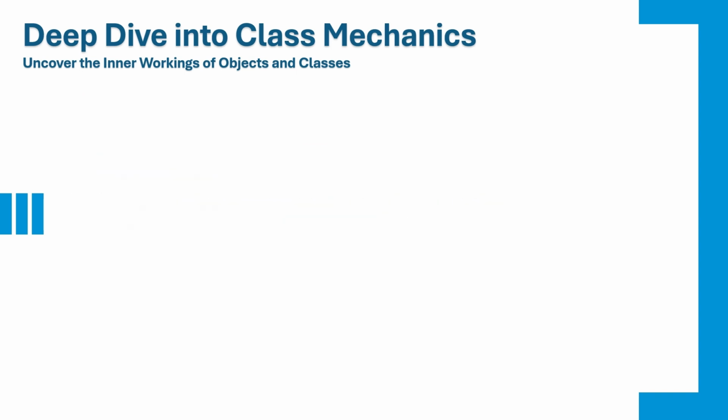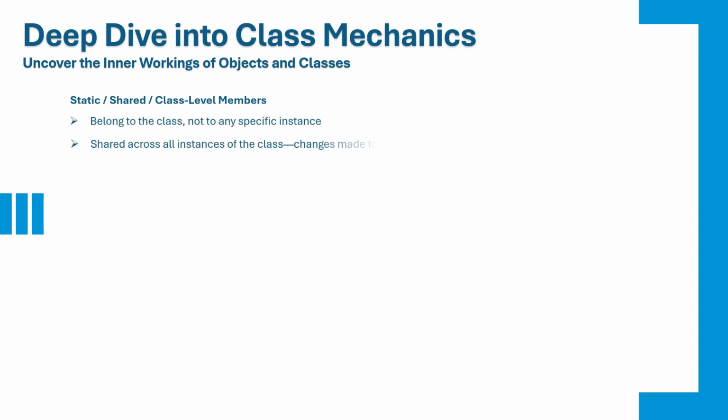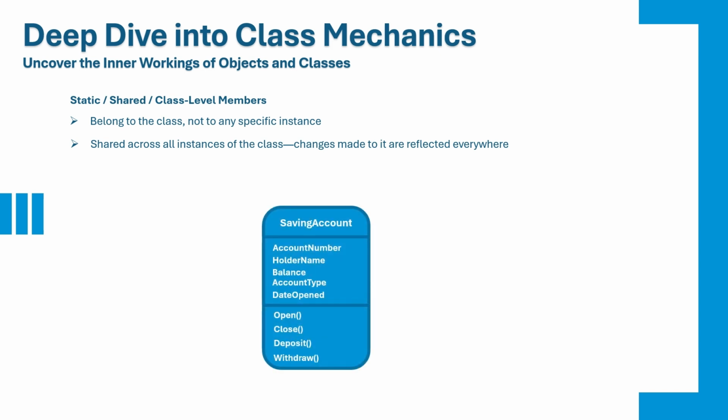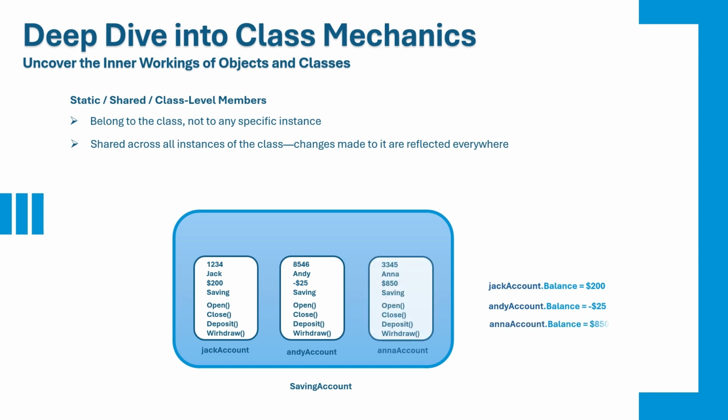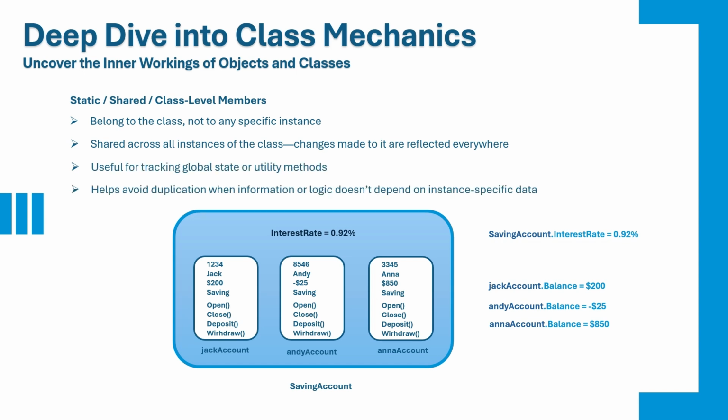Static, shared, or class-level members. In object orientation, some data or behaviors are shared by all instances of a class rather than being unique to each object. Think of a savings account class where every account should have the same interest rate. Instead of storing this rate separately in every single instance, we can use a static variable. This way, the interest rate is shared among all accounts, making it easy to adjust or reference without duplication. In practical terms, a static member means you don't need to create an instance of the class to access it. It's shared across all objects of the class.